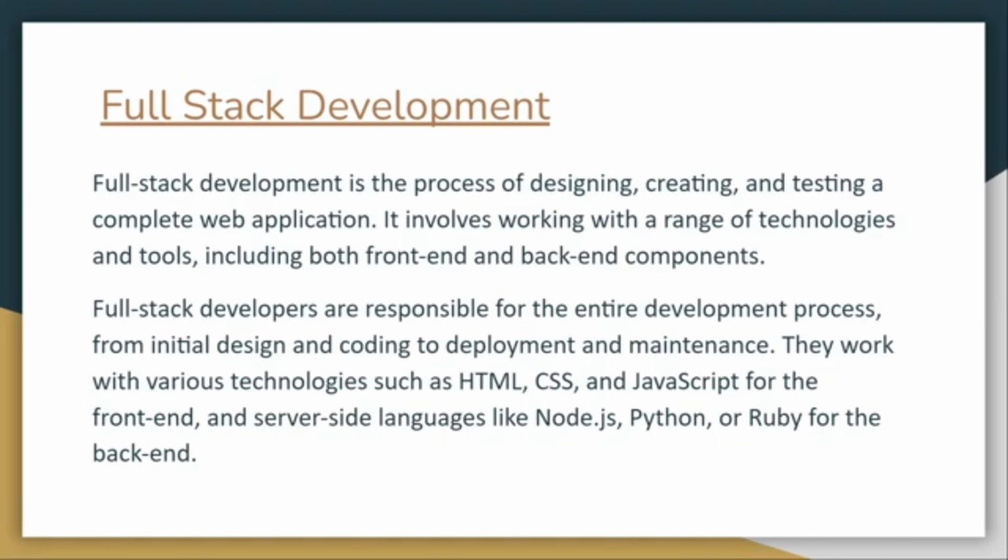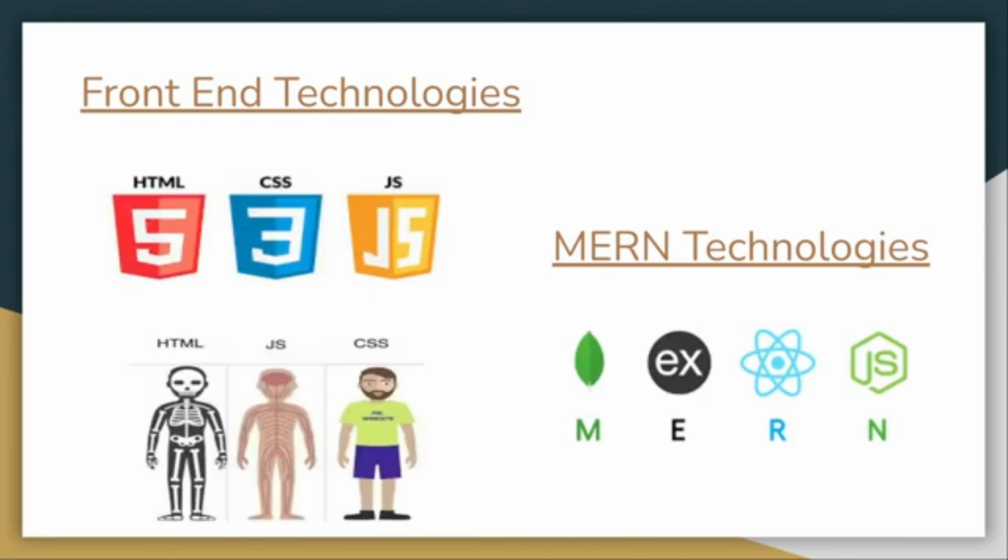Full stack development. Full stack development is the process of designing, creating, and testing a complete web application. It involves working with a range of technologies and tools, including both front-end and back-end components. Full stack developers are responsible for the entire development process, from initial design and coding to deployment and maintenance. They work with various technologies such as HTML, CSS, and JavaScript for the front end and server side languages like Node.js, Python, or Ruby for the backend.